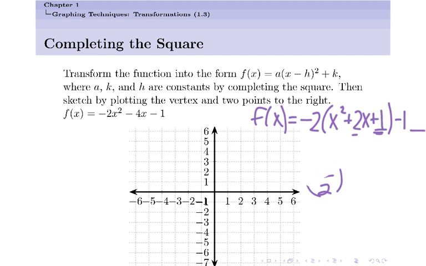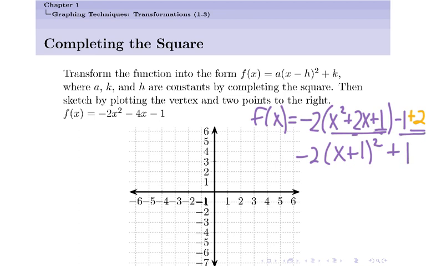Now, did you really just add a 1 there? No, you actually subtracted 2, right? Negative 2 times 1 is negative 2. You actually just subtracted 2. So what do you have to do to counteract a subtraction of 2? You have to add 2. So you're counteracting what you just did before. So negative 2 times x plus 1 squared, so I just factored this trinomial, bring down the combination of these two. So now it's in completed the square form.